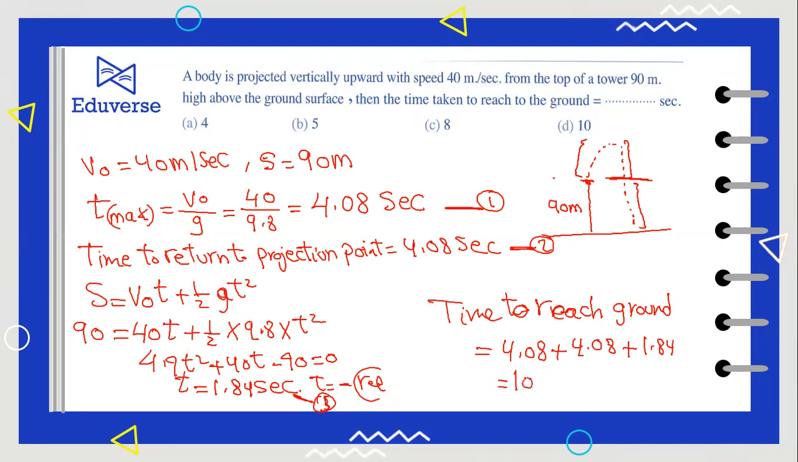The total time is 10 seconds. Total of the times is 10 seconds. So that's the time of the whole journey. The journey has three parts or three stages. Firstly, the time to reach the maximum height, then the time to return back to the projection point, and then the time to reach the ground. Okay, it's three stages. Then the total time is 10 seconds.